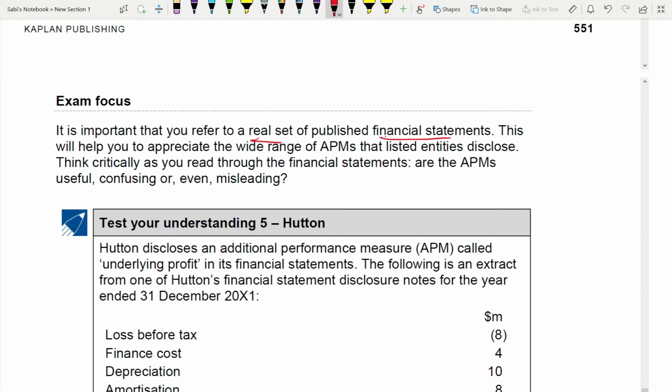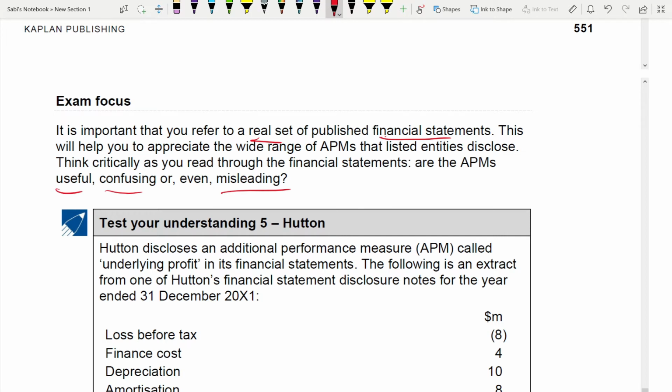But it's not a substitute. You cannot say, just because I have given an additional performance measure, I will not give my cash flow statement, I will not give my statement of financial position, I will not disclose. You cannot do that. An additional performance measure is something extra to what you are doing. So when you are assessing the company, you have to go to the financial statements number one, and also see whether the APMs are useful, confusing, or even misleading, because they can be useful sometimes, they can be confusing, and they can be misleading also sometimes. You have to see this in your exam.